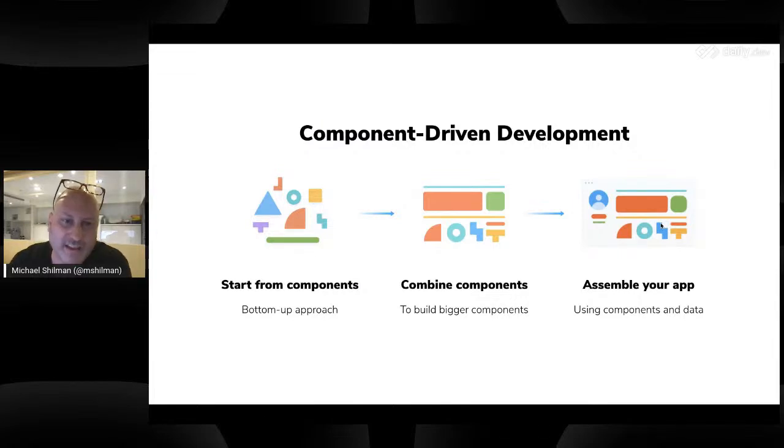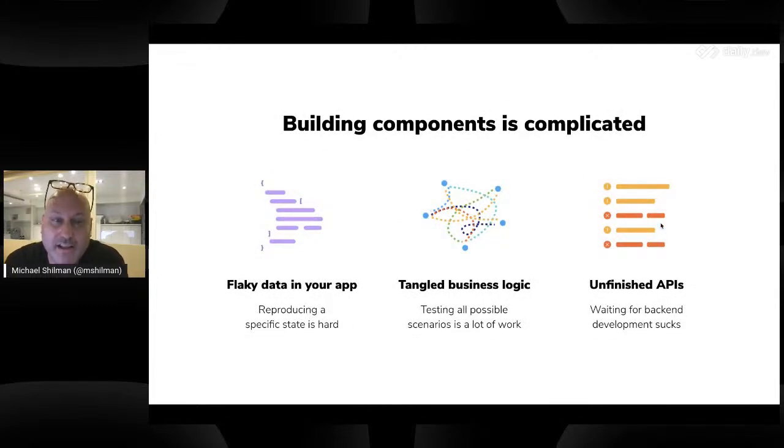So it's a top-down process, but the building of components is bottom-up. Start from low-level components, build them up cleanly, combine them, and finally build them into an app. Why is this hard? It's hard because your app may have flaky data, may be hard to reproduce a specific state in your app. Your app may have complex logic on the front end, on the back end. Testing all the logic is a lot of work. You may be building a front end against a back end, and the back end may not exist. So these are three common challenges.